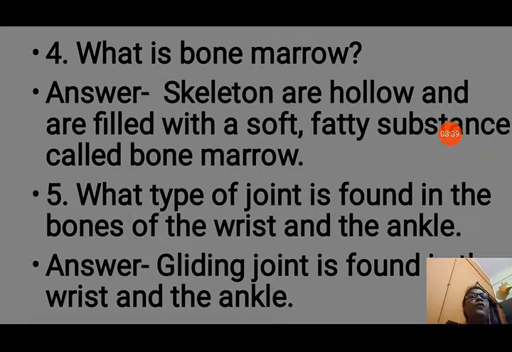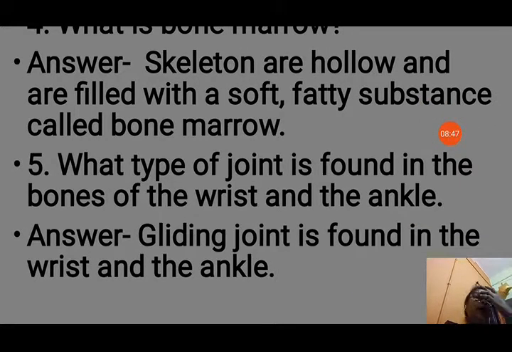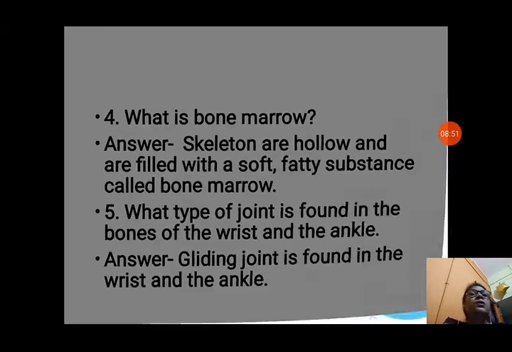Now, question number 5. What type of joint is found in the bones of the wrist and ankle? We have seen that gliding joints are found in our wrist and ankle. So the answer will be like that only. This is the end of this question.